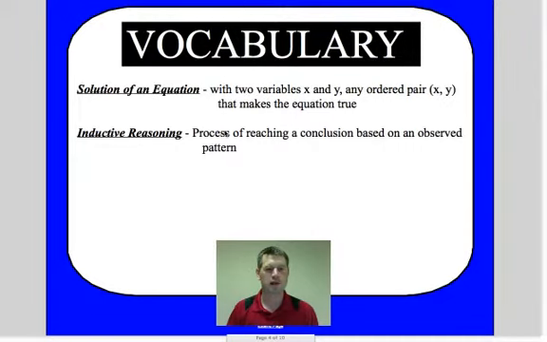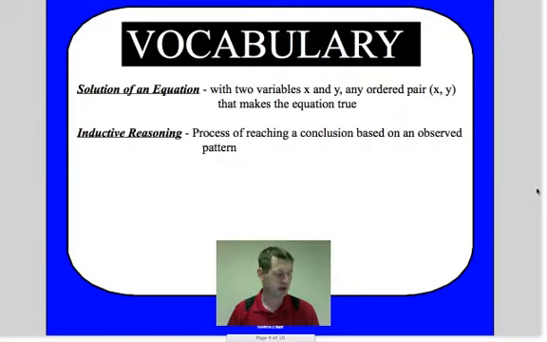Okay, the first thing we have is a solution of the equation. We've talked about that before. We're going to open this up into a two-variable though now. So it's not the same vocab. It is opening up the two-variable. Two variables x, y, any ordered pair. Okay, so ordered pairs up there, x, y, always in alphabetical order when we have our variables x, y, a, b, things like that. That makes an equation true.